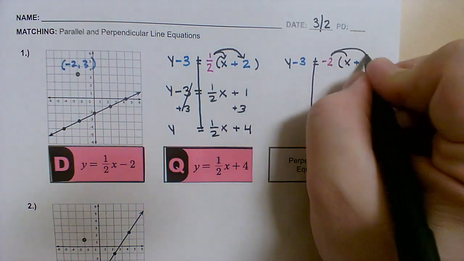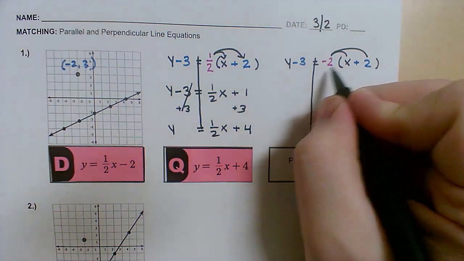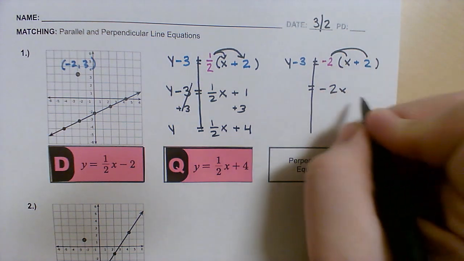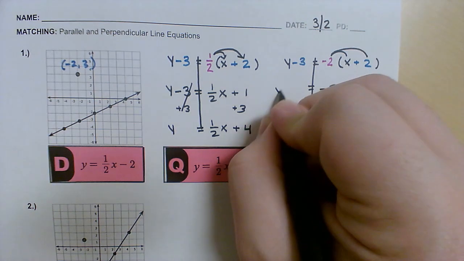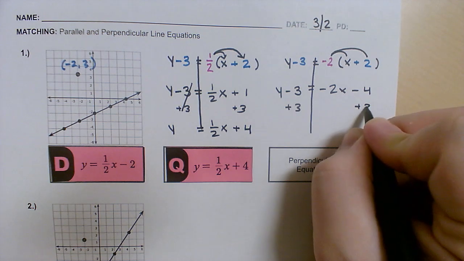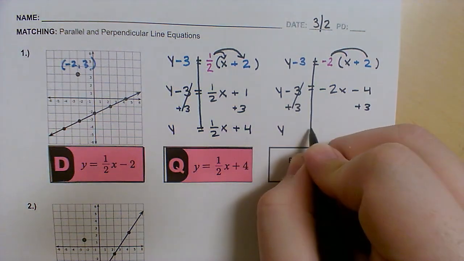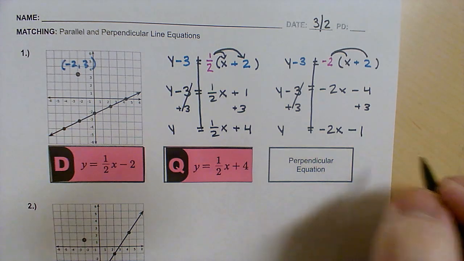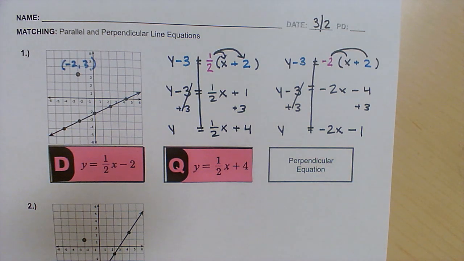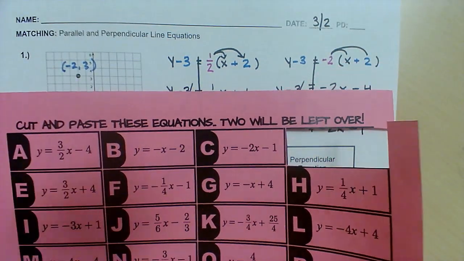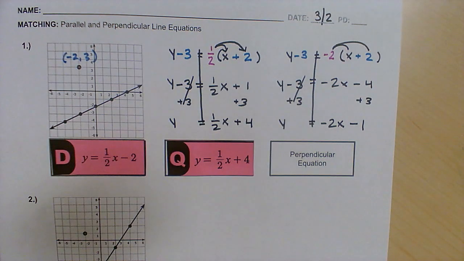Distribute negative 2. Negative 2 times x is negative 2x. Negative 2 times 2 is negative 4. Then add 3 to both sides. We end up with y equals negative 2x minus 1. And that is option C. So cut that out, glue it down.